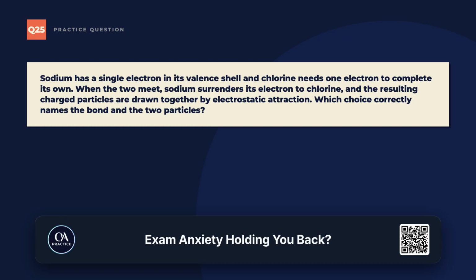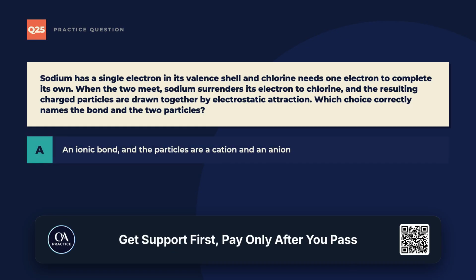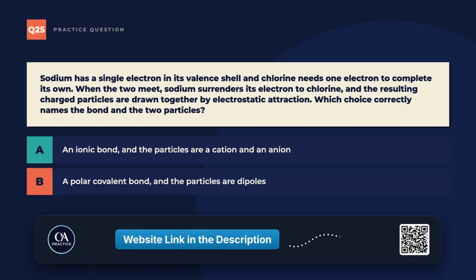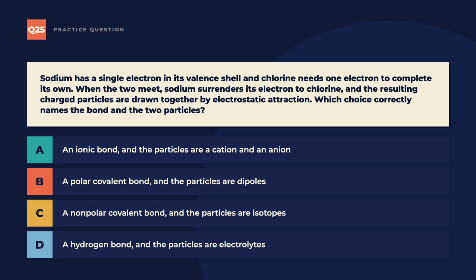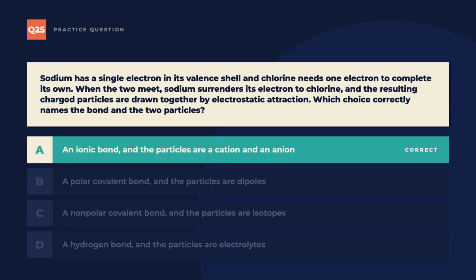Your options are A. An ionic bond, and the particles are a cation and an anion. B. A polar covalent bond, and the particles are dipoles. C. A non-polar covalent bond, and the particles are isotopes. D. A hydrogen bond, and the particles are electrolytes. Which one is it? Pause the video if you need more time. The correct answer is A.